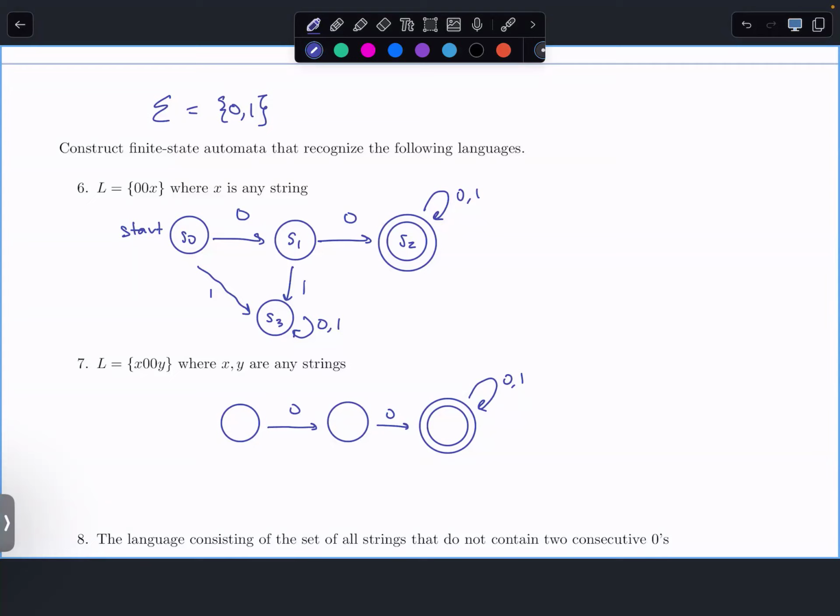Okay, so we've got to figure out how to deal with that X in front of those two zeros. If we look at the string, say, 1 1 0 0 0 1, that fits this, right? How do we make our machine accept that and take it from an initial state to a final state? If we make 1 go back into itself here, we could do 1 1 0 0 0 1, right?